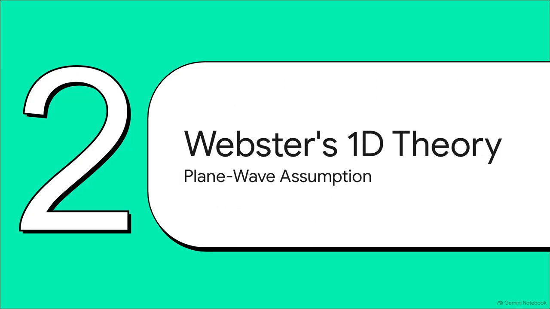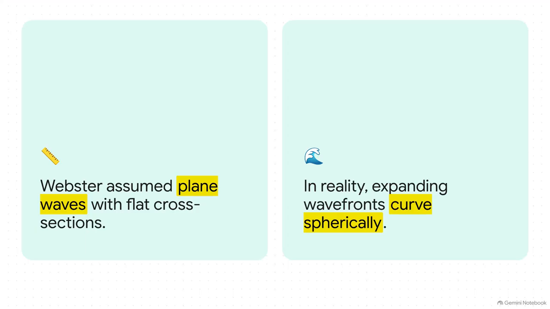Which brings us right to Section 2, Webster's plane wave theory and the plane wave assumption. This was the very first major breakthrough, published by A.G. Webster in 1919. And to make the math actually solvable by hand, Webster kind of had to pretend the real world didn't exist. He assumed sound acted as 1D plane waves. Imagine water flowing smoothly and perfectly flat through a narrow, straight pipe. But reality is 3D spherical waves.